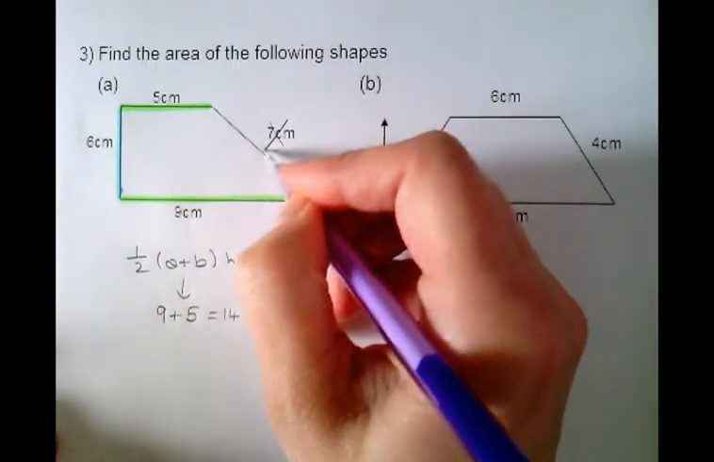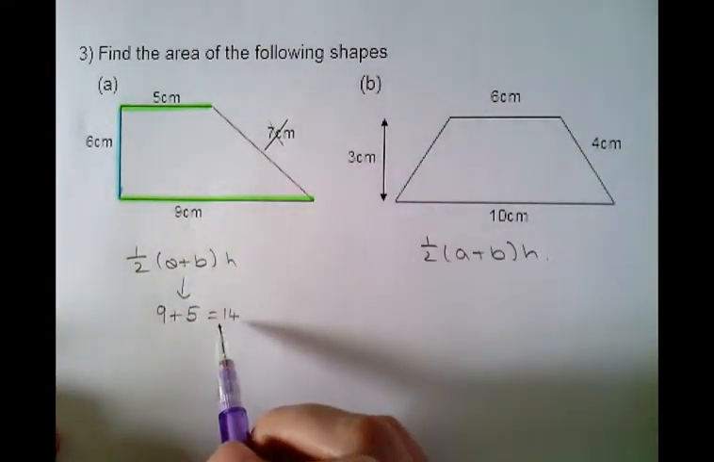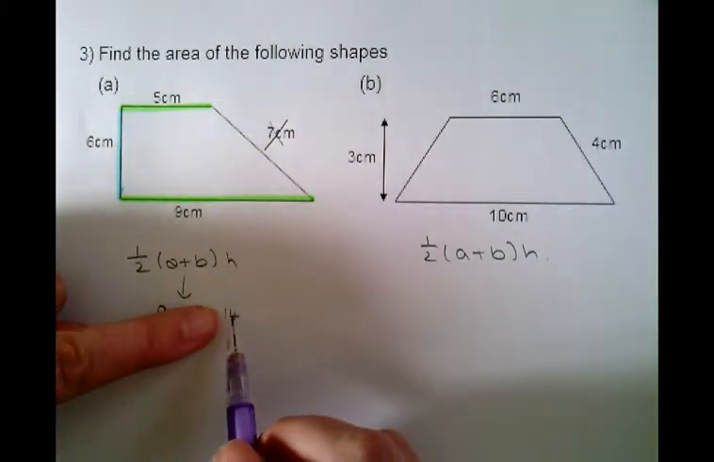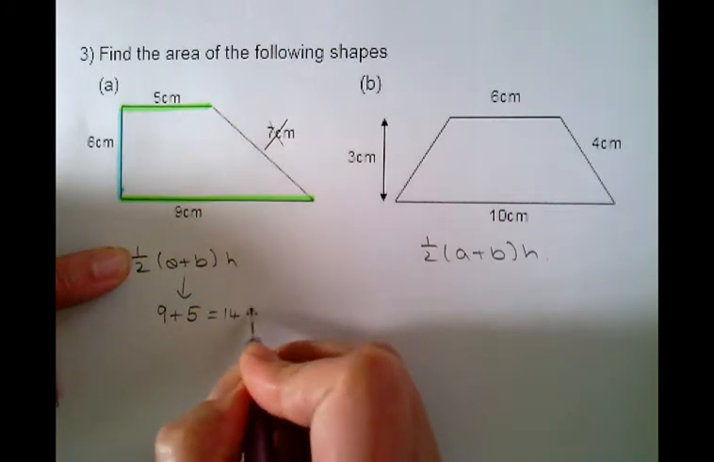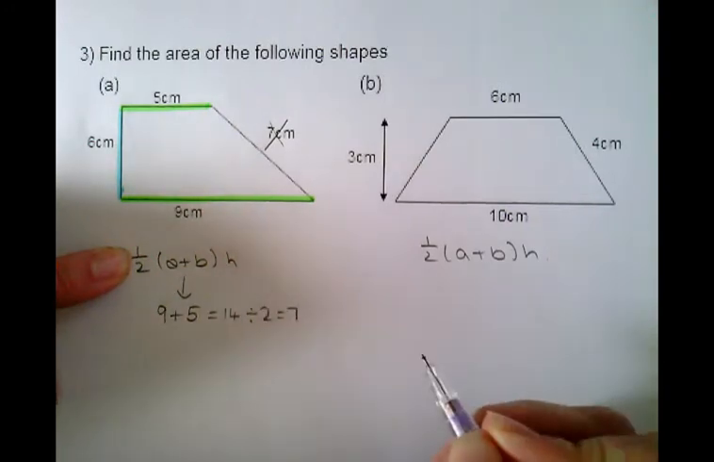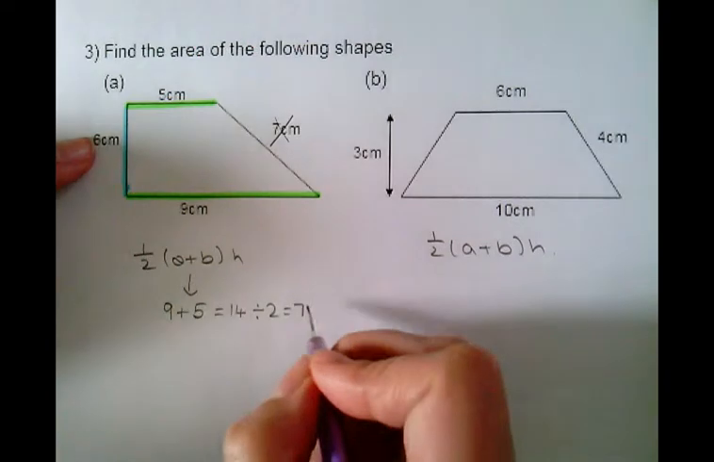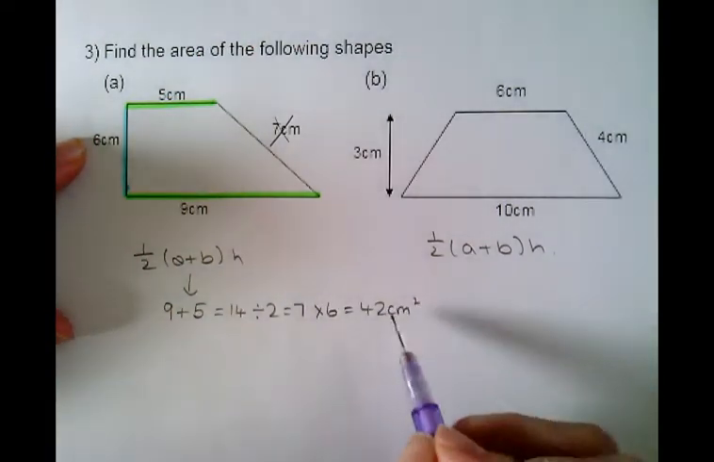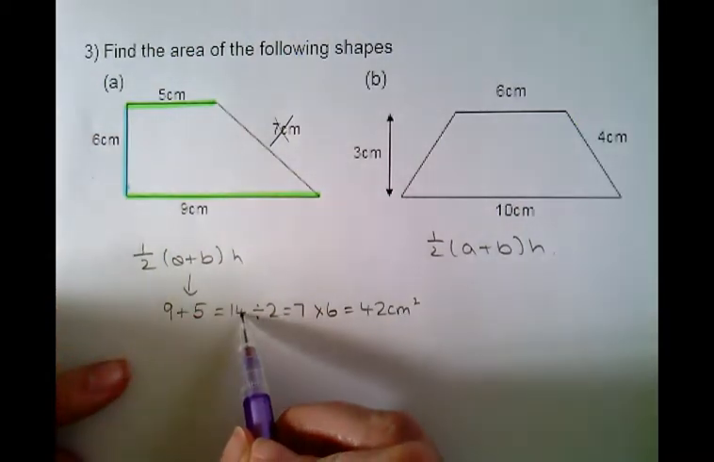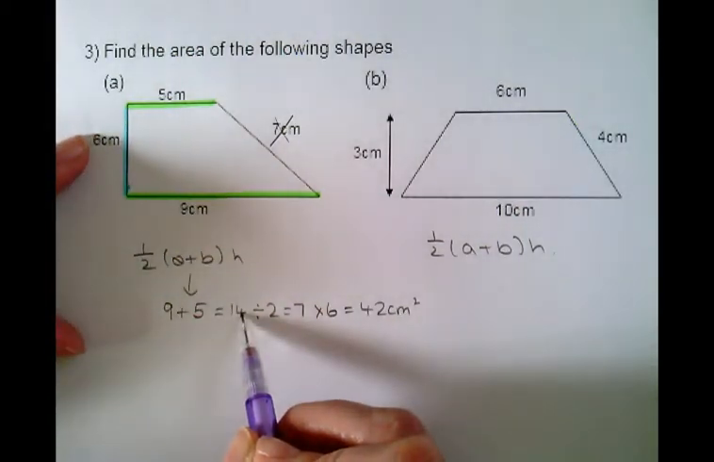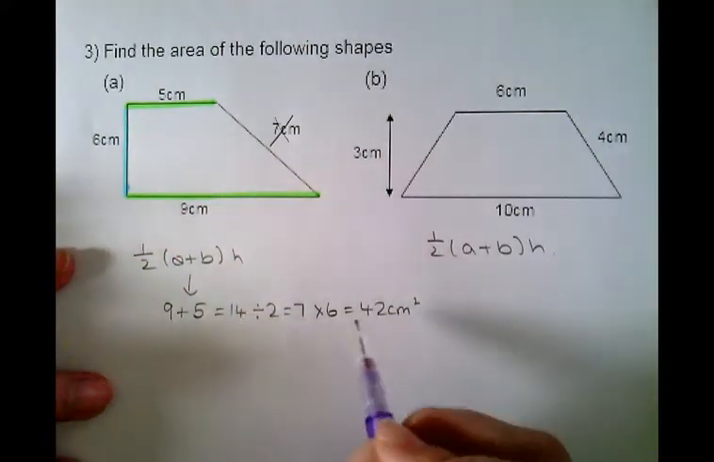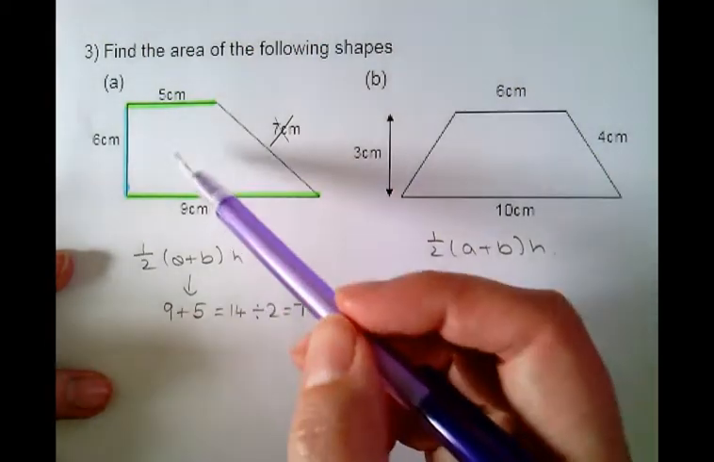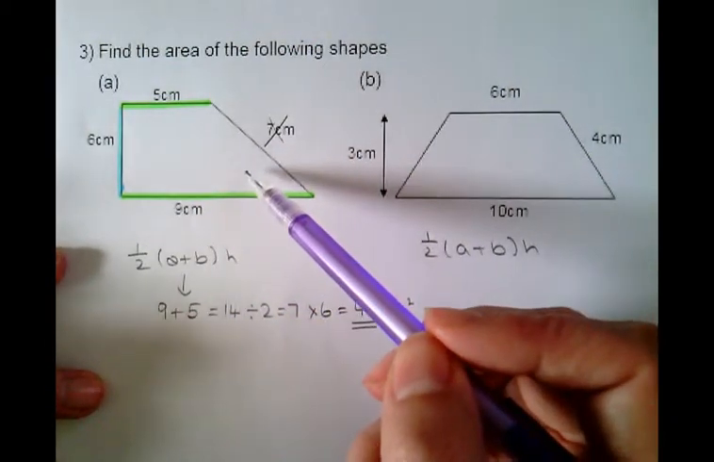And then I don't use the 7. So if I'm trying to do this without a calculator, adding the 9 and the 5 gets me 14. It's probably easier if I half the 14 now. So divide the 14 by 2 to get me 7. And then times by the height and do 7 times 6 equals 42 centimetres squared. That just works out a wee bit nicer than having to do 14 times 6 and then half it if you're trying to do it without a calculator. So that would be the area of that trapezium. It's a whole lot easier and a whole lot quicker than splitting it up into a rectangle and triangle.